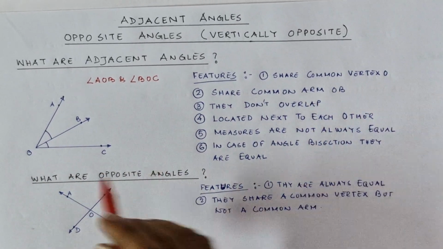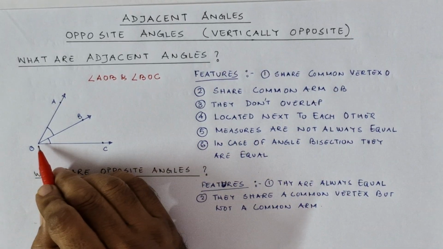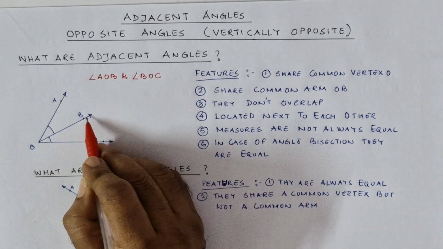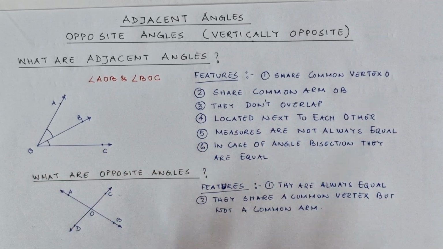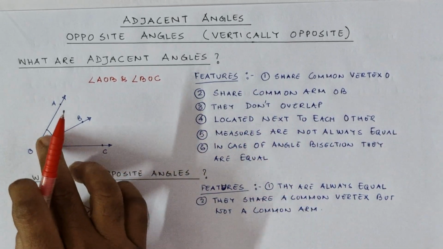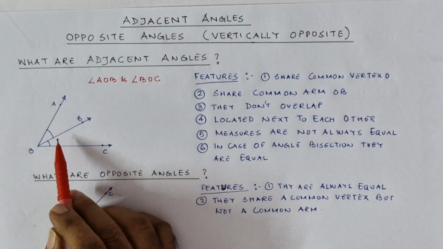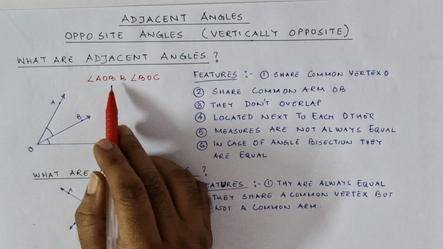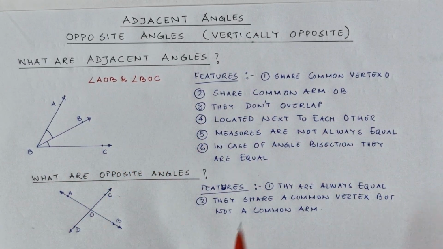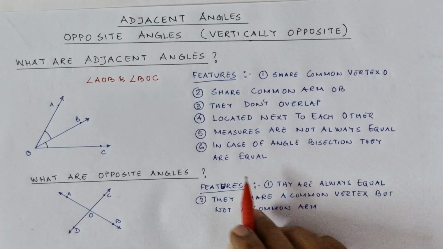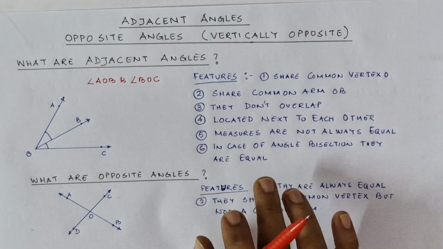They share a common vertex O. They are sharing a common arm OB. They are not overlapping, they are just located next to each other. But always remember, their measures are not always equal. So the angle AOB is not always equal to BOC. They might be equal in case of angle bisection.